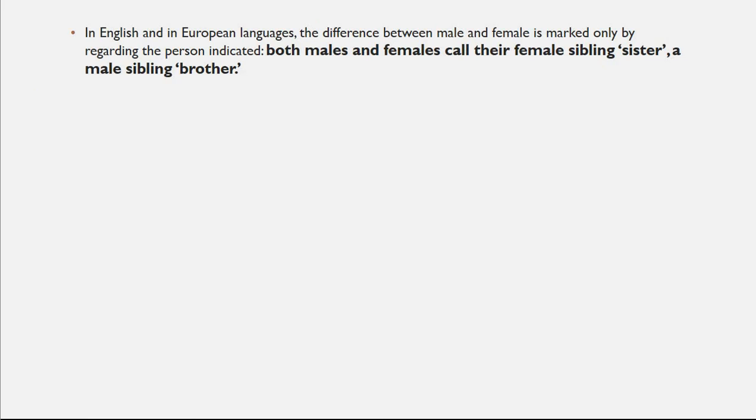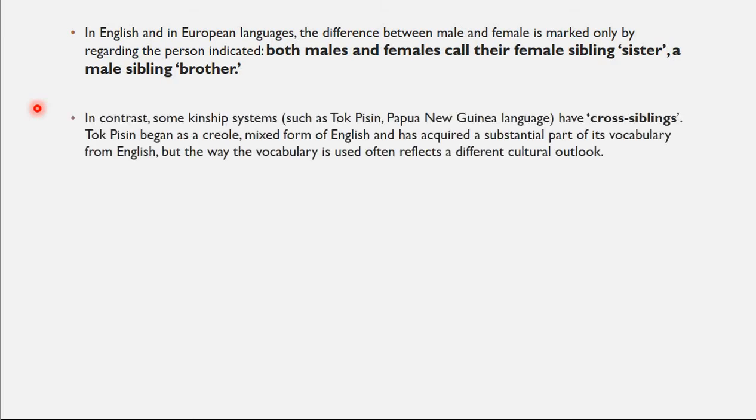And in English and in European languages, the difference between male and female is marked only by regarding the person indicated. I mean the person who is referred to. The gender of the speaker is not important, this means. Both males and females call their female sibling sister. Both male and female speakers call their male siblings brother. The speaker's gender is not important, but this is not the same in all languages all over the world, of course. And here is the example.